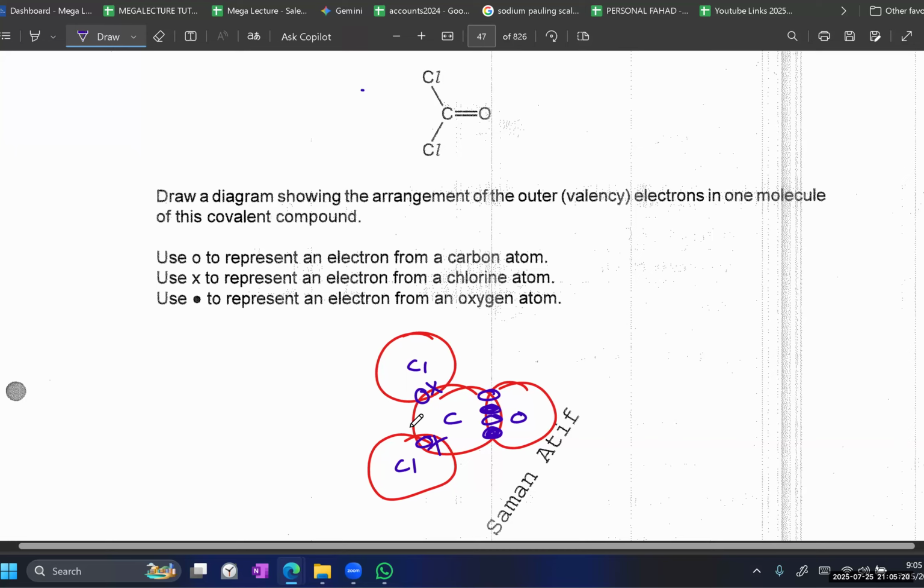So group 7 makes one bond. So out of 7 electrons, 1 is bonding. So that means 6 electrons are still left. The other chlorine also makes one bond. So out of 7 electrons, 6 electrons are left. Oxygen is in group 6. So out of 6, group 6 makes 2 bonds. So out of 6, 2 electrons are shared. 4 are left. So we're going to draw the remaining 4. Okay, is this thing clear?